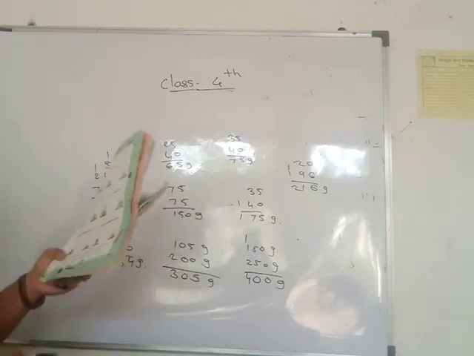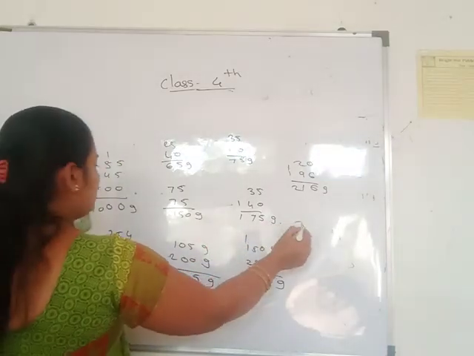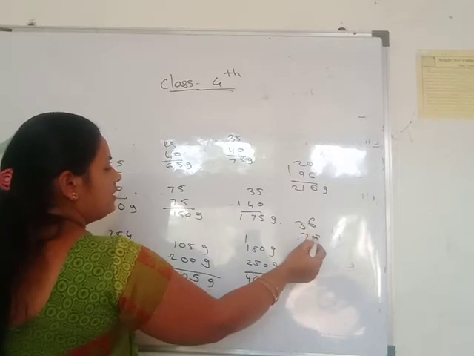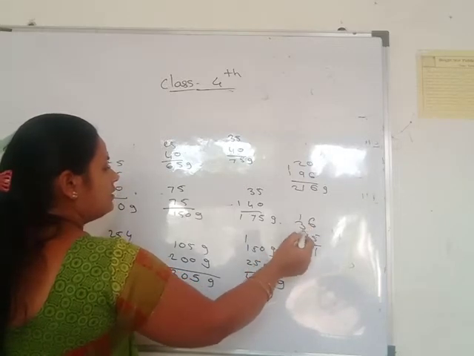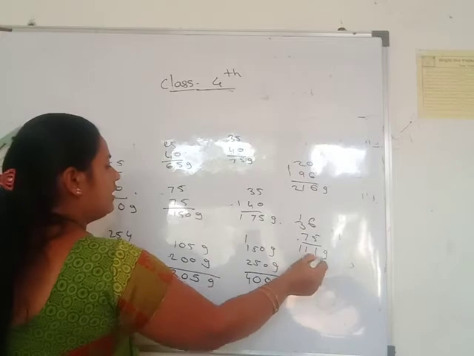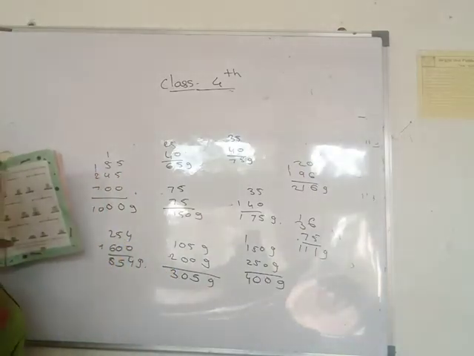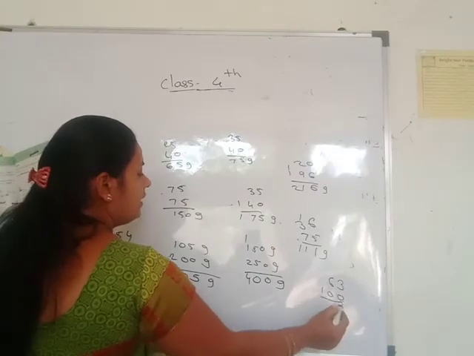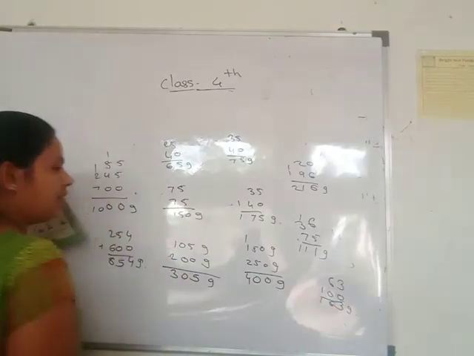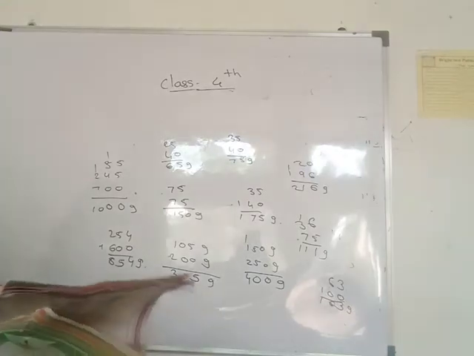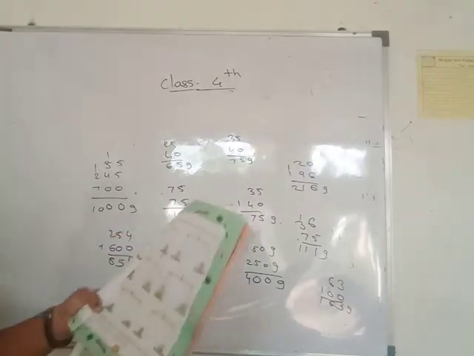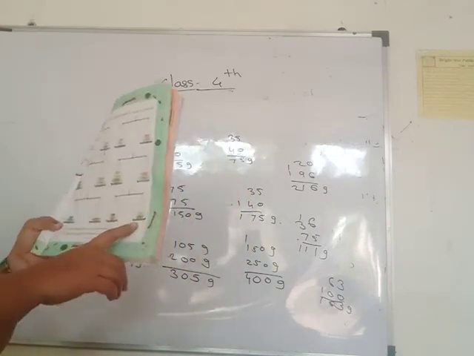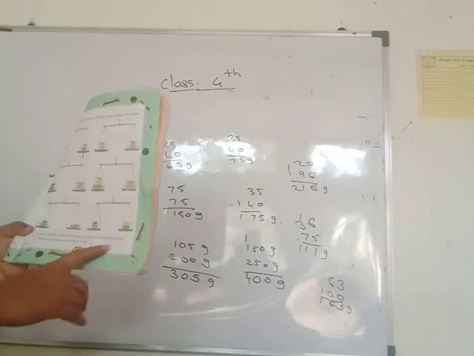Then second next one, see here weight is given 36 and 75. How much weight is it? 6 plus 5 is 11, 1, 7 plus 3 is 10, plus 1 is 11, so 111 gram. And next one, see here 63 and 100. 63 and 100 means 163 gram. Then the second balance weight is more than the first one, and this second balance goes down.